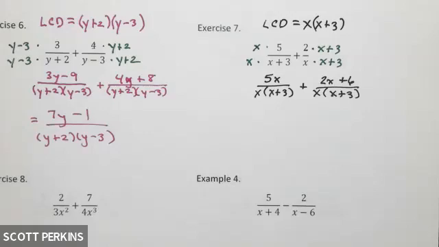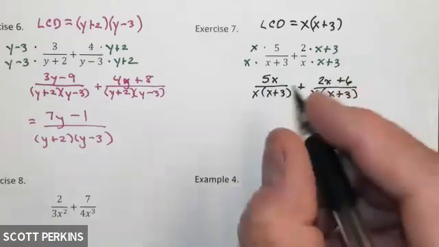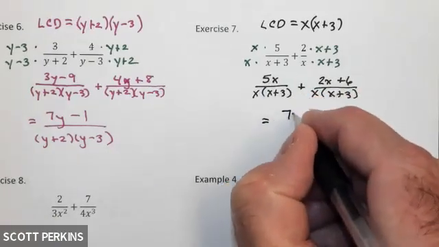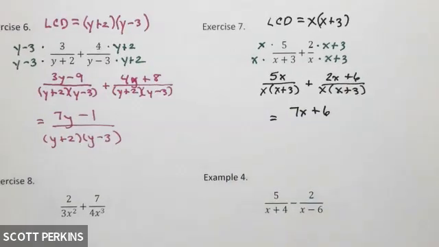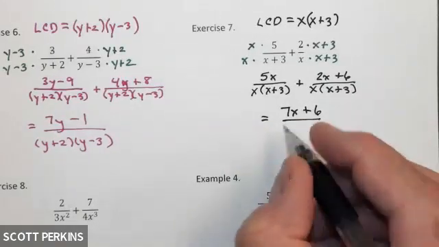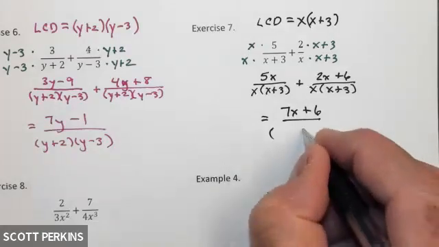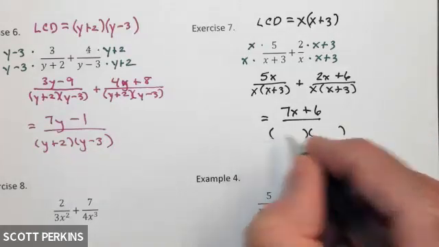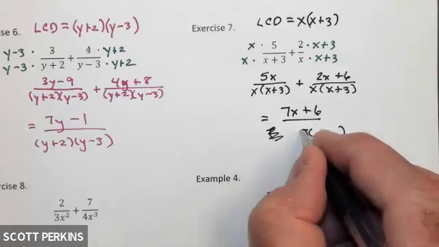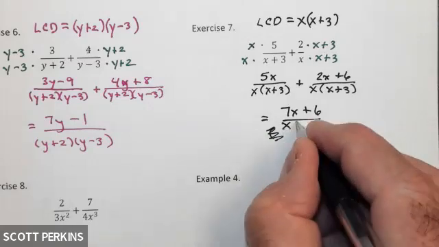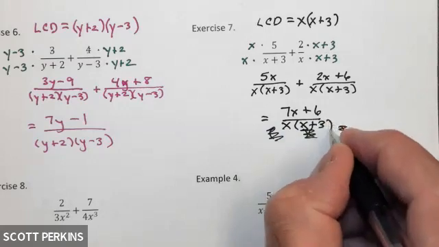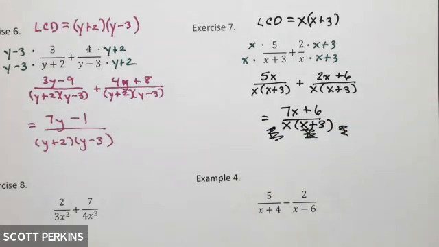All right, I'm going to add up those tops right there. So 5x plus 2x, that is equal to 7x. And then I have plus 6. There's nothing in common to those two terms. So nothing is going to reduce here. And then don't forget to write, oops, I don't know what I just did there. I was trying to talk and write, and that's never good for me. Don't forget to write your denominator, which is x times x plus 3. There's my fractional answer.